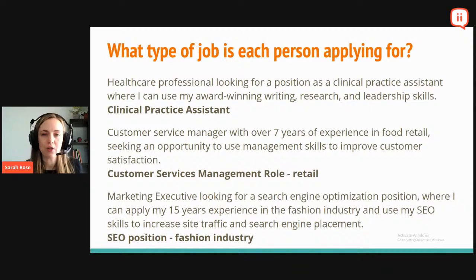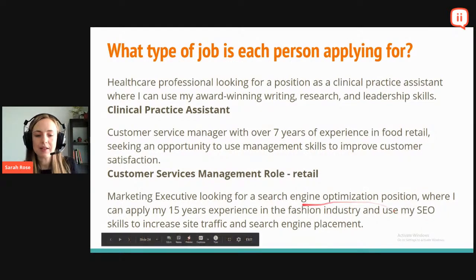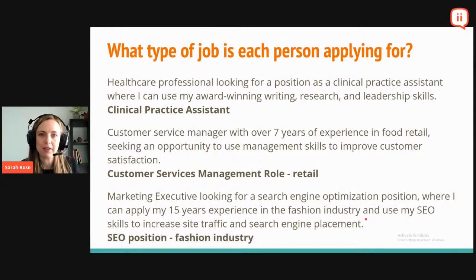So we know that they are looking for a job in the fashion industry. If this person wanted a job in the food industry or in the art industry, this would not be useful. It's not useful because it's not relevant. If you want a job in the fashion industry, it is useful and it is relevant. So it's good. Okay.